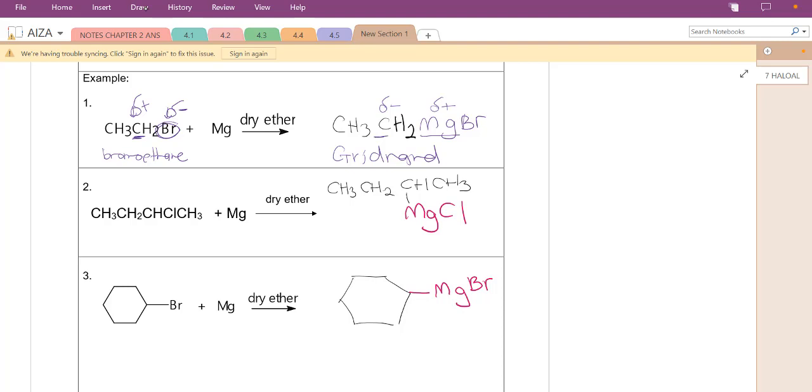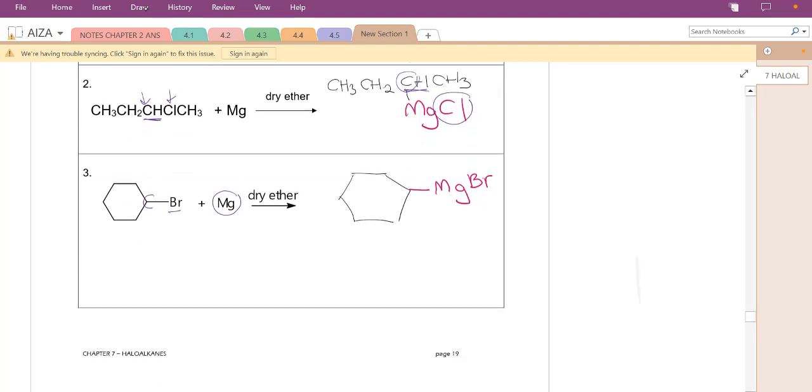So the carbon attached to Cl is this carbon, and this carbon has one hydrogen. It is still there. We just insert magnesium in between carbon and Cl. And then here I have a cyclic compound. It can also produce Grignard reagent, so we need to insert magnesium in between this carbon and Br.